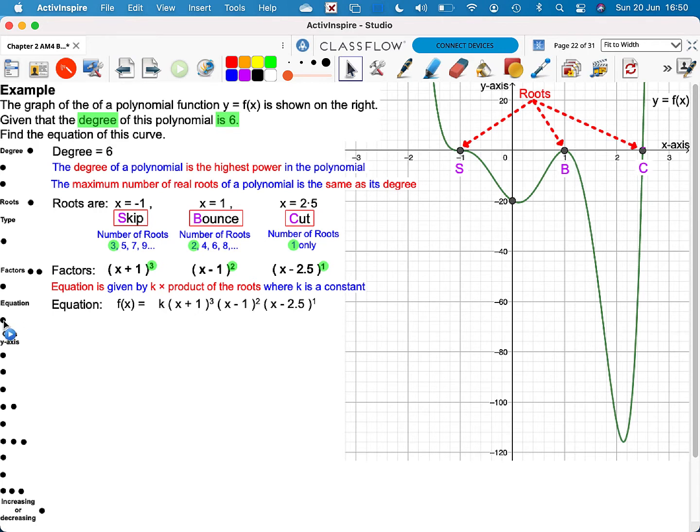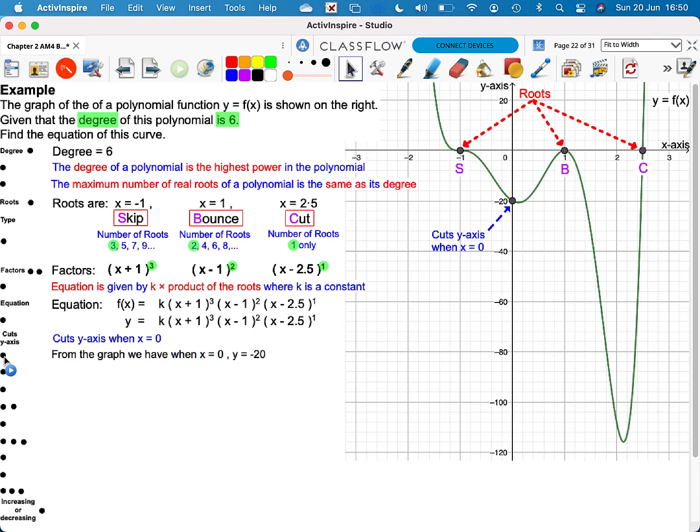Okay, so what do we know? Well, if you want to rewrite this equation as y equals, it can be easier. We know it cuts the y-axis when x is equal to 0. So we know that when x is equal to 0, y is equal to minus 20. And what we're going to do now is substitute x equals 0 in here and y equals minus 20 at the front.